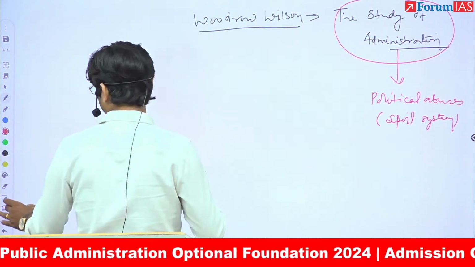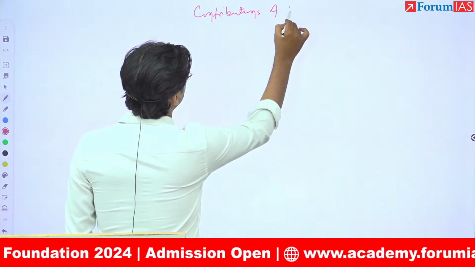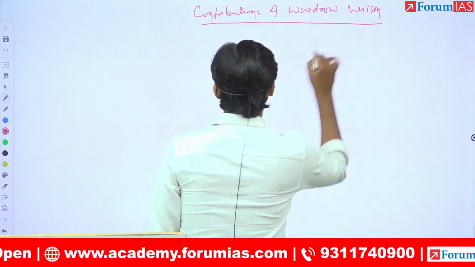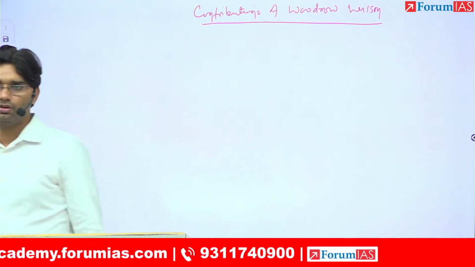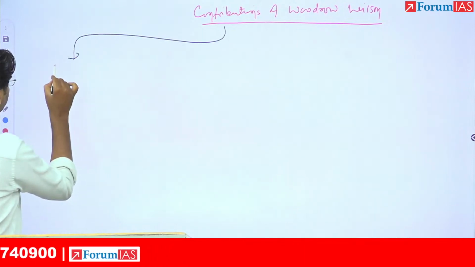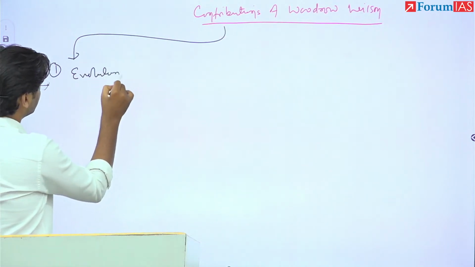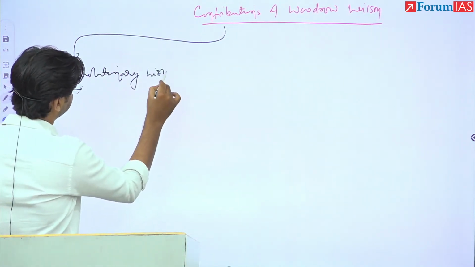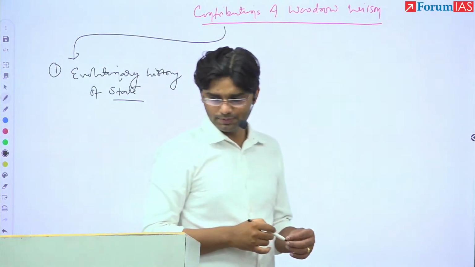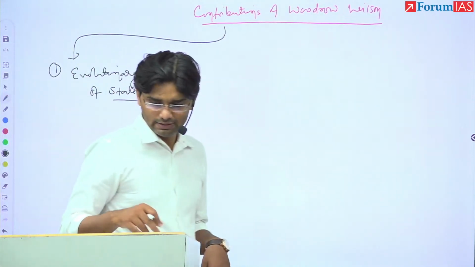So, the contribution of Woodrow Wilson. When I say the contributions of Woodrow Wilson, what are we talking about? What he wrote in The Study of Administration. First of all, he introduces his study of administration by the evolutionary history of the state. So stage one was the period of absolute rule. After that, the period was the struggle for popular control. This is written in your handout.